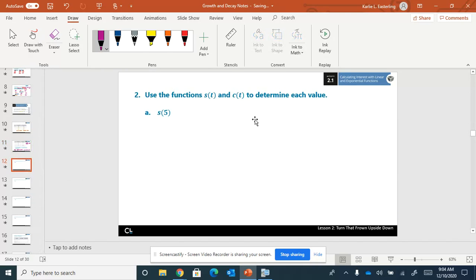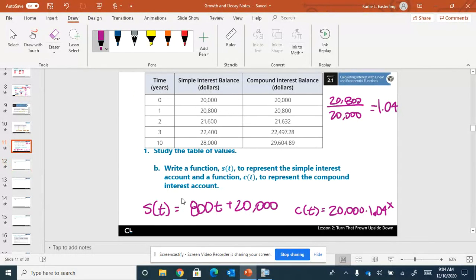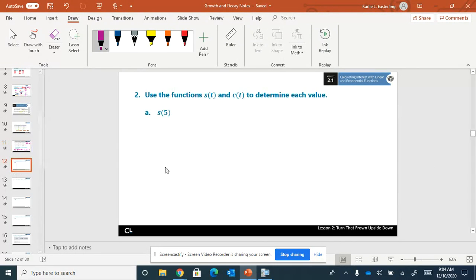All right, so now we're going to use these functions to determine each value. So we did label S of t, that's that linear one, and C of t, that compound interest. So S of t, we're wanting to figure out when it's 5. The t is equal to 5 here, so we're just going to plug in 5 to our equation. So you're looking at that $20,000 plus 800 times 5.